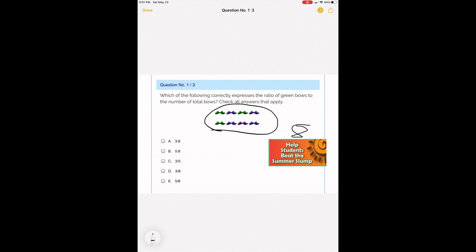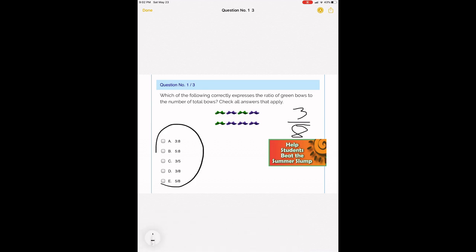And then the question is you've got to express the green balls to total balls, so we just need to see how many green balls they got there. 2 here and 1 there, so 2 plus 1 equals 3. So after we express the green balls to the number of total balls, it's 3/8.